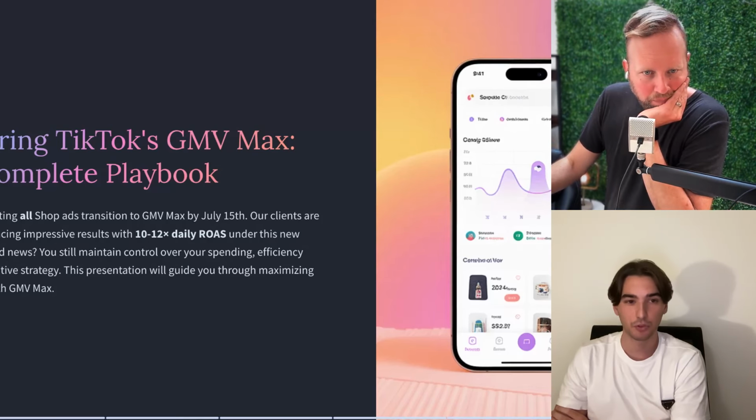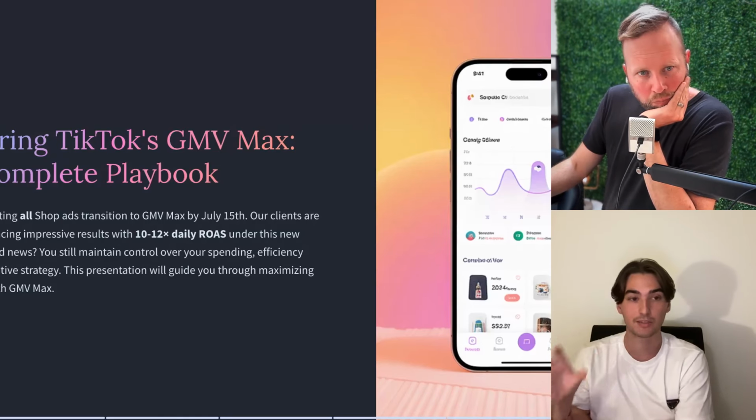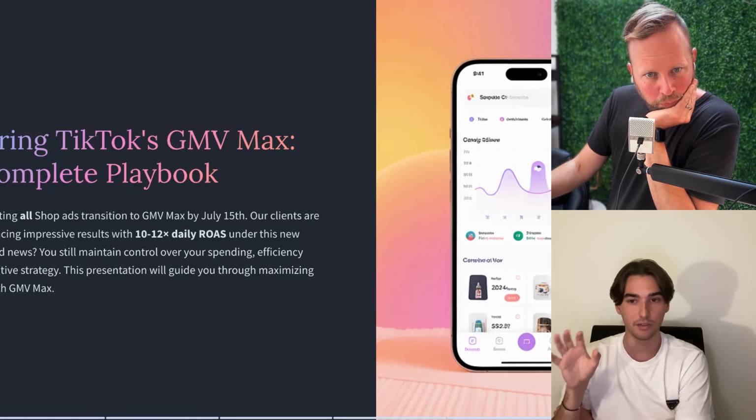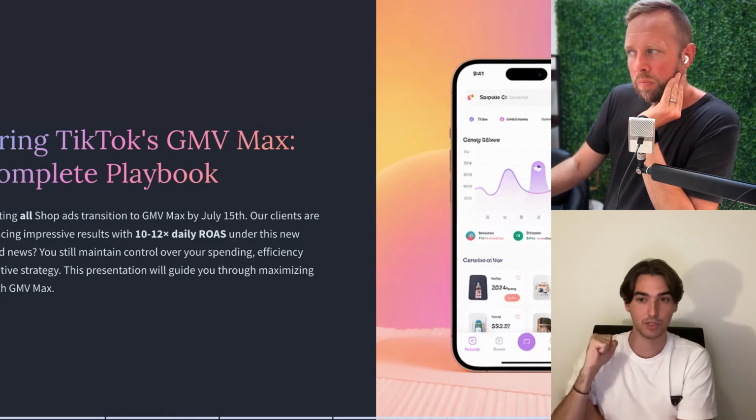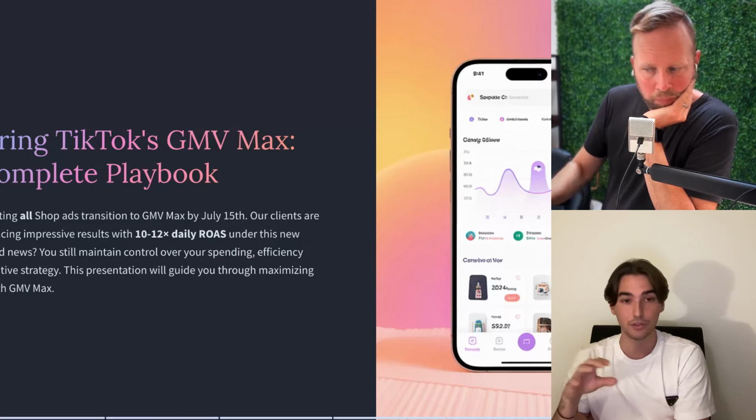So the concept of turning off ads doesn't exist with GMV Max. Usually when you want to turn off an ad, you need to exclude it from the campaign. So what you're telling TikTok is don't spend money here, just remove this ad from the campaign. So it's not that you're turning it off. Now, the answer is usually no.